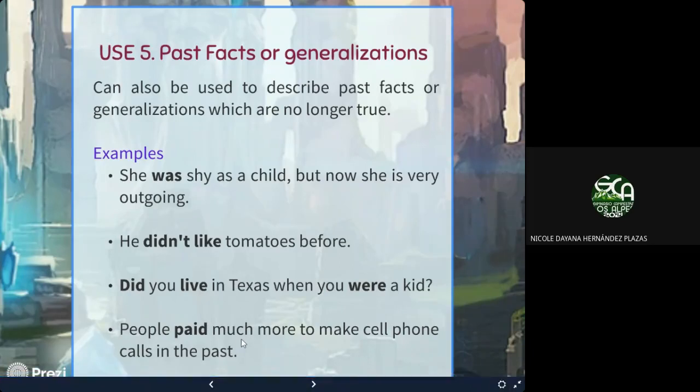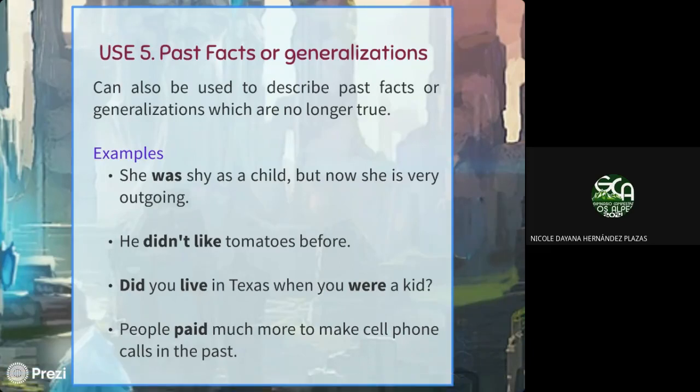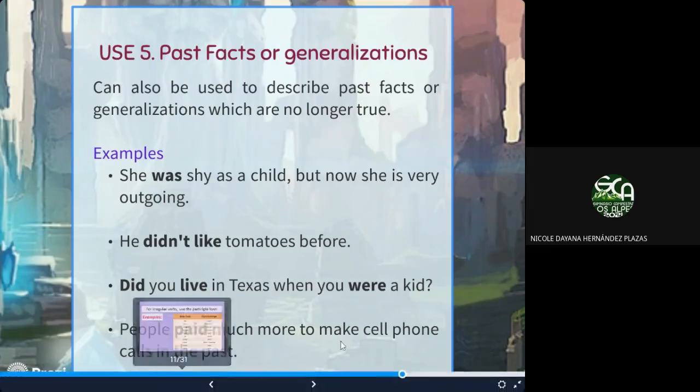People paid much more to make cell phone calls in the past. Fue algo que estuvo vigente durante mucho tiempo. O puede ser también como más para hechos históricos del pasado, ¿no? También lo puedes decir así, hechos históricos del pasado. Por ejemplo, si tú vas a hablar, I don't know, let's talk about Nazis. Nazis hated everyone. Let's say that. Ya no es así. Tal vez uno que otro, pero ya no es algo general. So can you see? This is how to talk about it. Questions up to this point?